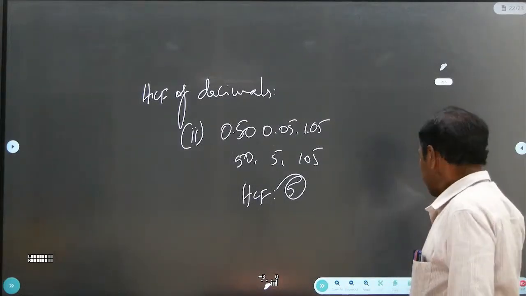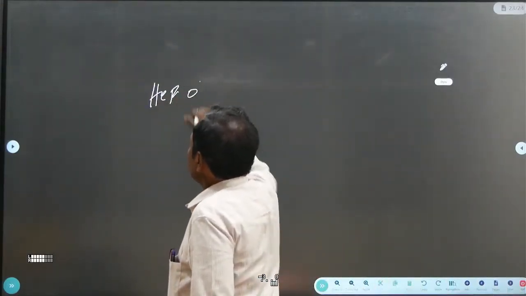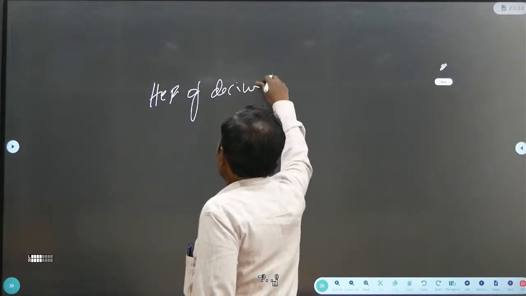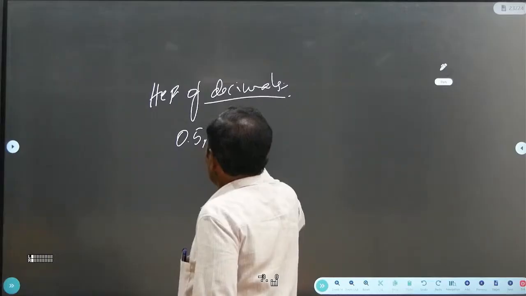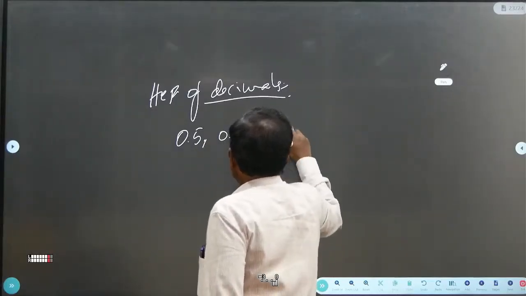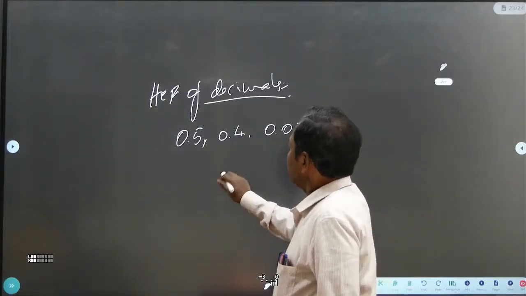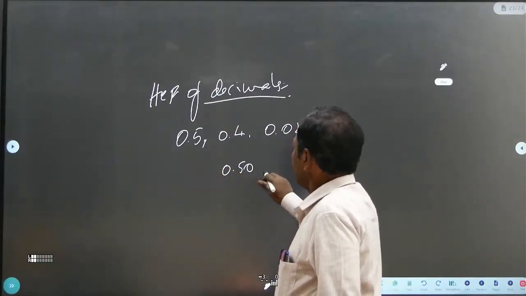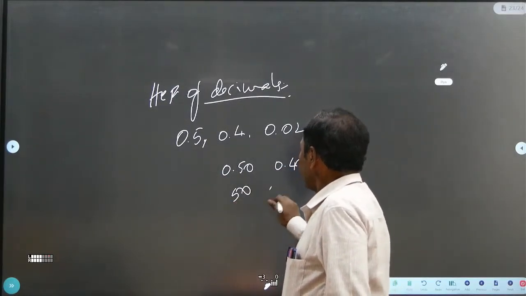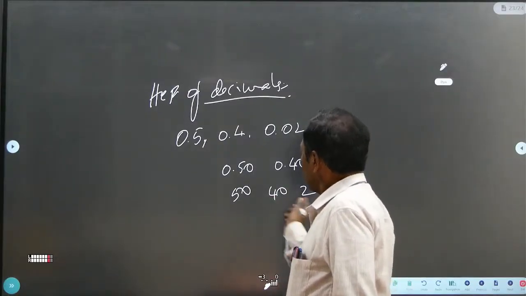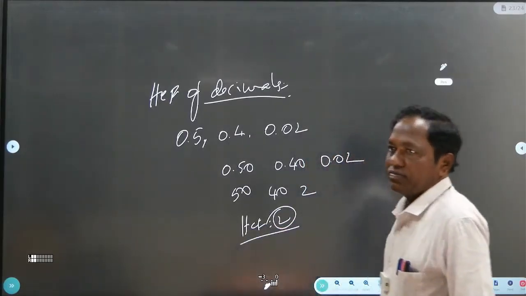Next, you can take the HCF of decimals: 0.5, 0.4 and 0.02. It's like that. So now we can see 0.50, 0.40, 0.02. It means 50, 40, 2, all even numbers now. The HCF is 2. It's like that.